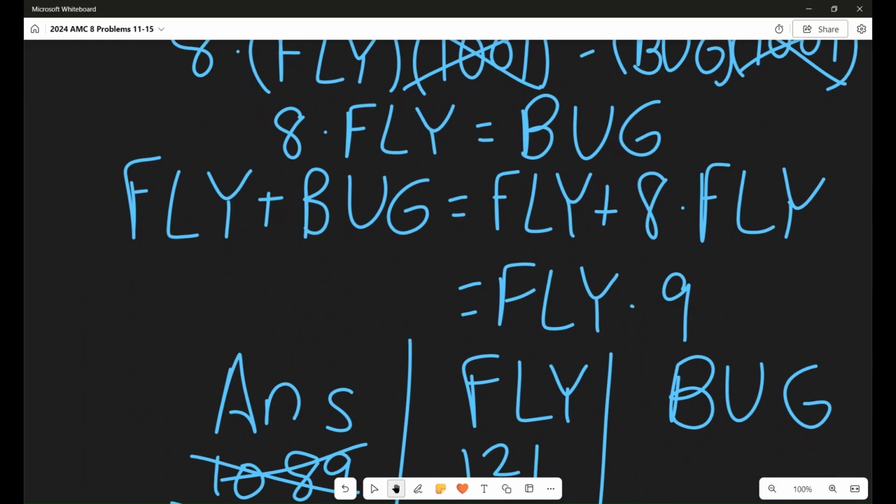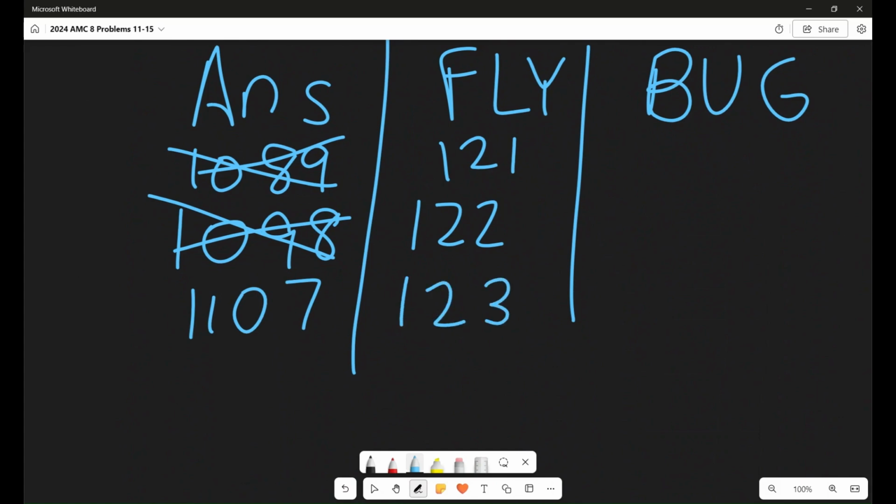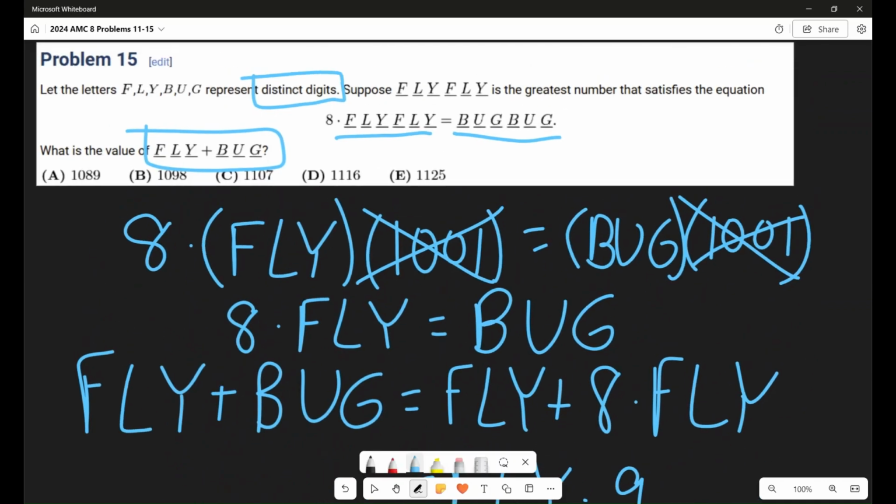And the next answer choice is 1107. And in this case, FLY turns out to be 123. And multiplying that by 8, because BUG is 8 times FLY, gives BUG to be 984. And here we see that all the digits are distinct. And now we know that the answer is just C.